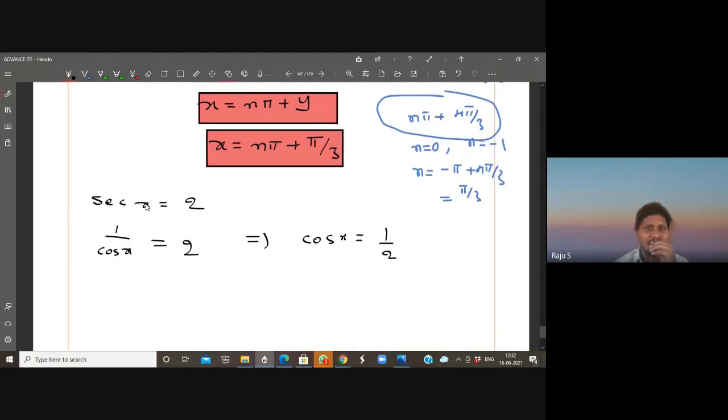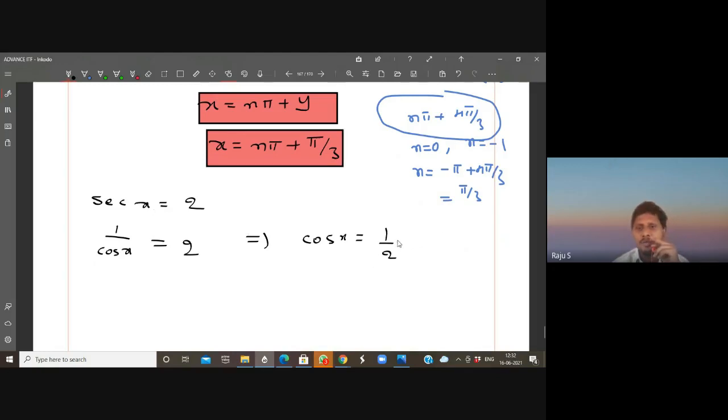See, the general solution of cos x is the general solution of secant x. The general solution of sin x is the general solution of cosecant x. The general solution of tan x is the general solution of cot x. When they give secant, you can convert it into cos. When they give cosecant, convert it into sin.